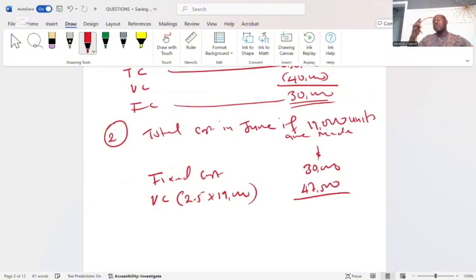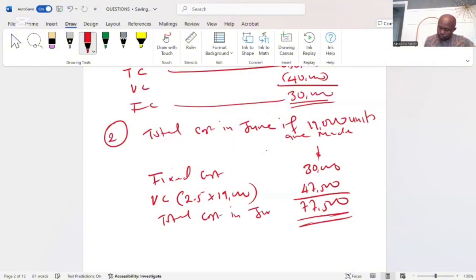So remember the definition of variable cost. Variable cost changes in line with the level of activity. When the level of activity increases, variable cost increases. When the level of activity decreases, variable cost decreases. Now, this will give us 77,500. This is our answer for the total cost in June. Total cost in June will be 77,500. This answers question 2.